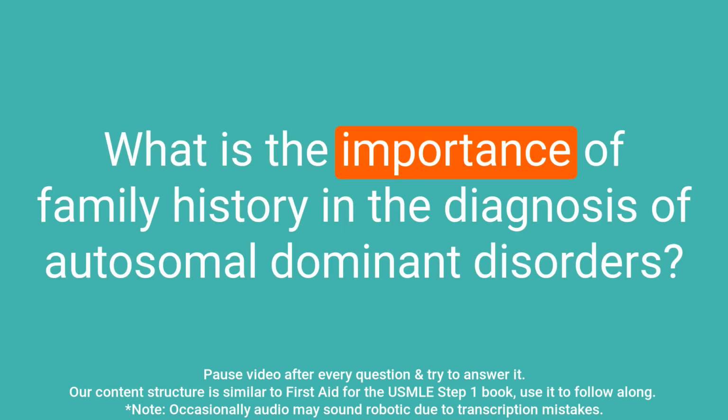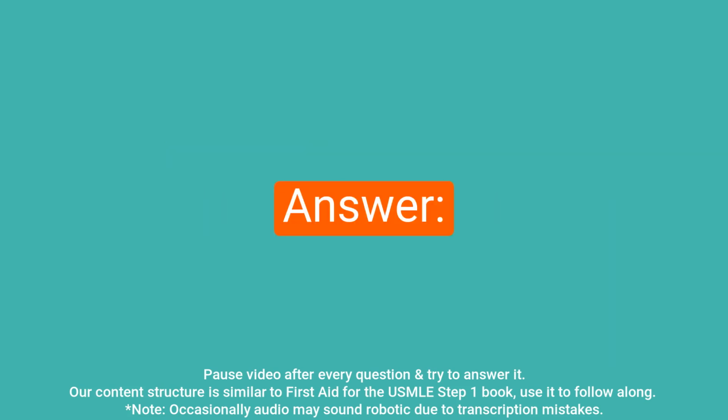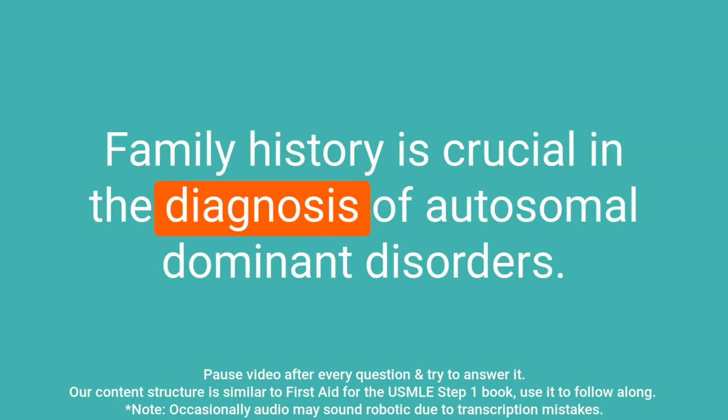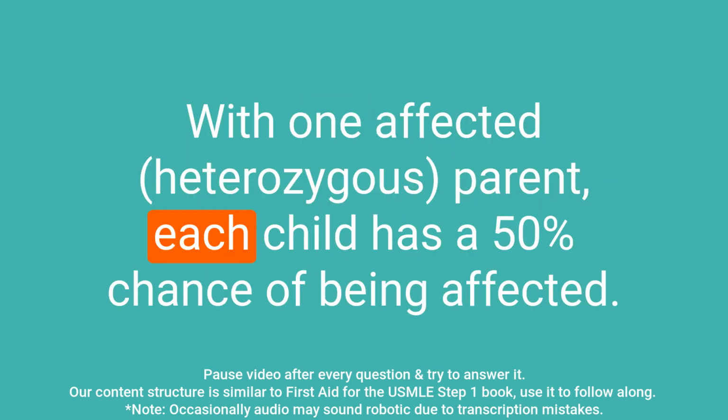Question: What is the importance of family history in the diagnosis of autosomal dominant disorders? Answer: Family history is crucial in the diagnosis of autosomal dominant disorders. With one affected parent, each child has a 50% chance of being affected.